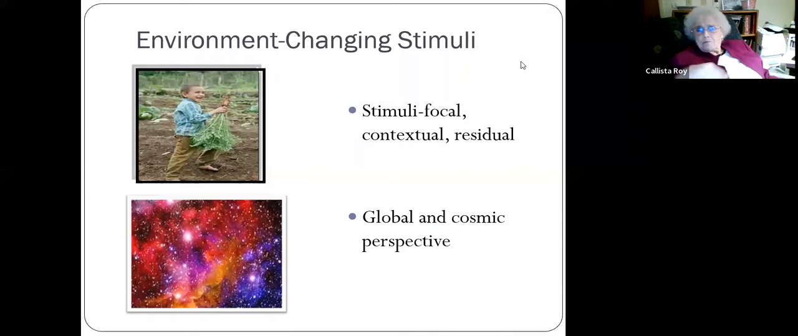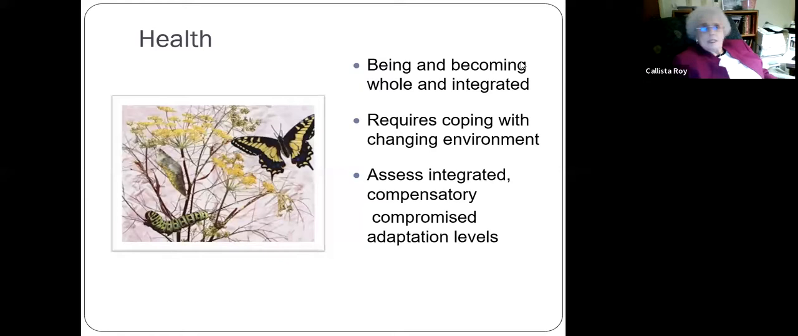But on the group level, at the highest level, we can have a global and cosmic perspective as well. Health, then, is being and becoming whole and integrated. It requires coping with a changing environment. And we assess it as either integrated, things are acting together, compensatory, we're trying to make it work, or compromise, what we're doing is not working.